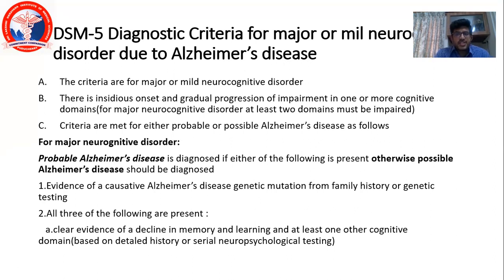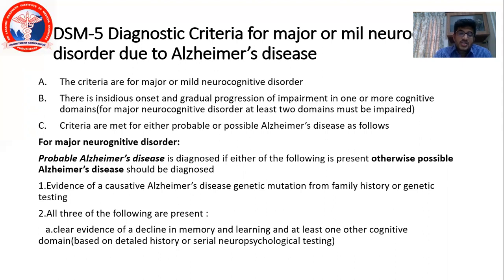Diagnostic criteria for major or mild neurocognitive disorder due to Alzheimer's disease. Now we know the DSM-5 criteria for what MCI is and what major neurocognitive disorder should be. If it is for Alzheimer's, then criterion A is for major or mild: the presence of dementia. Second, there should be insidious onset and gradual progression of impairment in one or more cognitive domains. Third, criteria are met for either probable or possible Alzheimer's disease as follows. Probable Alzheimer's disease is diagnosed if either of the following is present. Otherwise, possible Alzheimer's should be diagnosed.